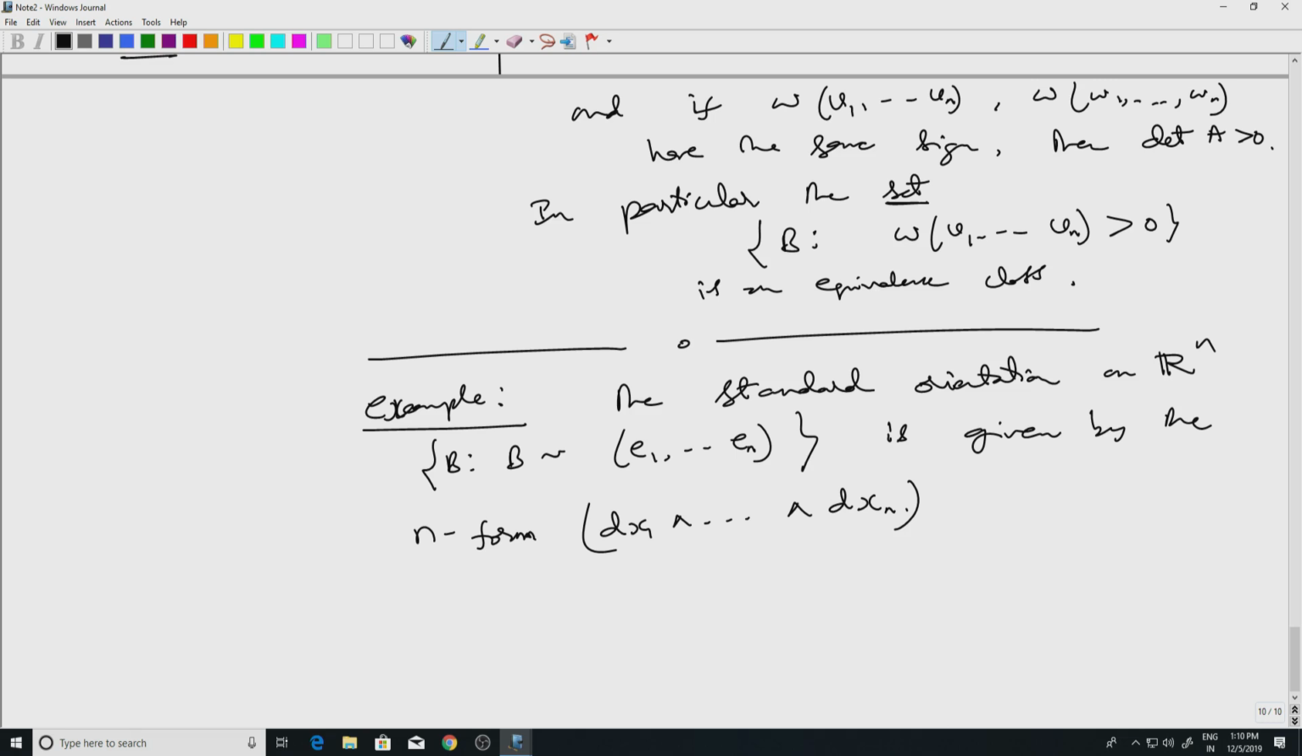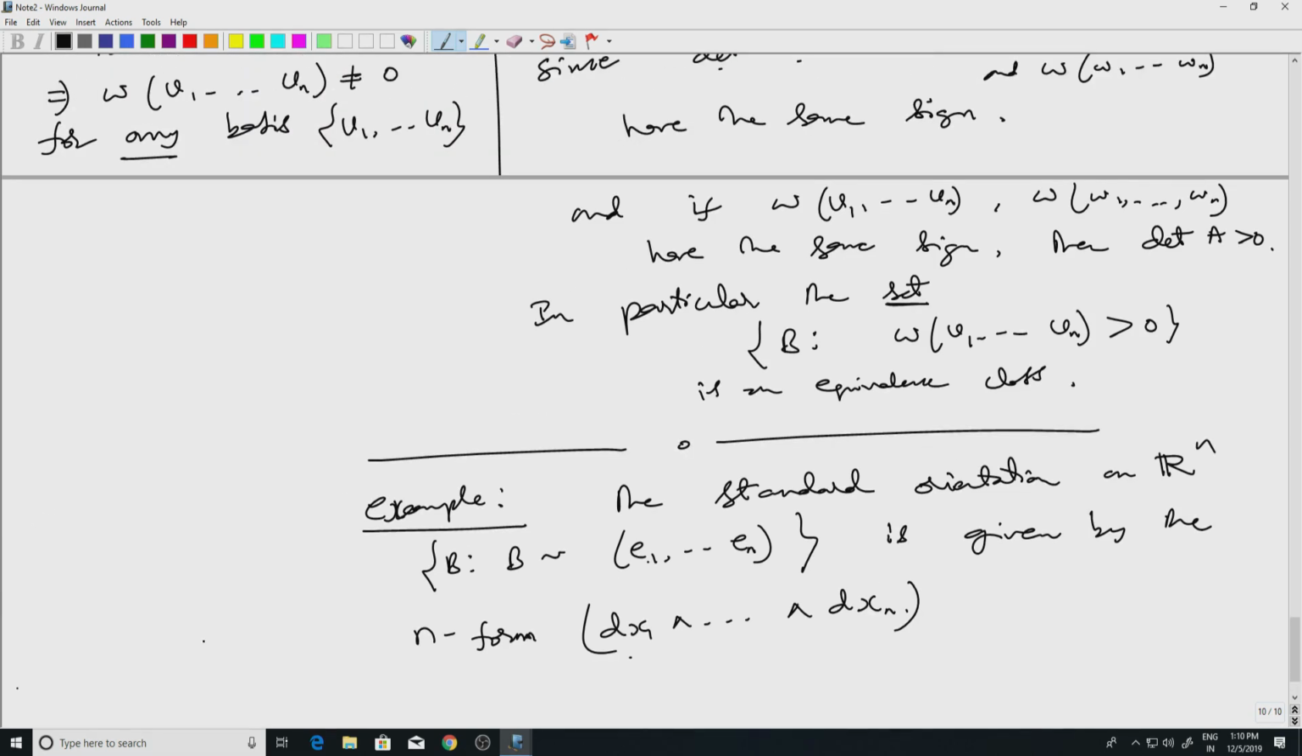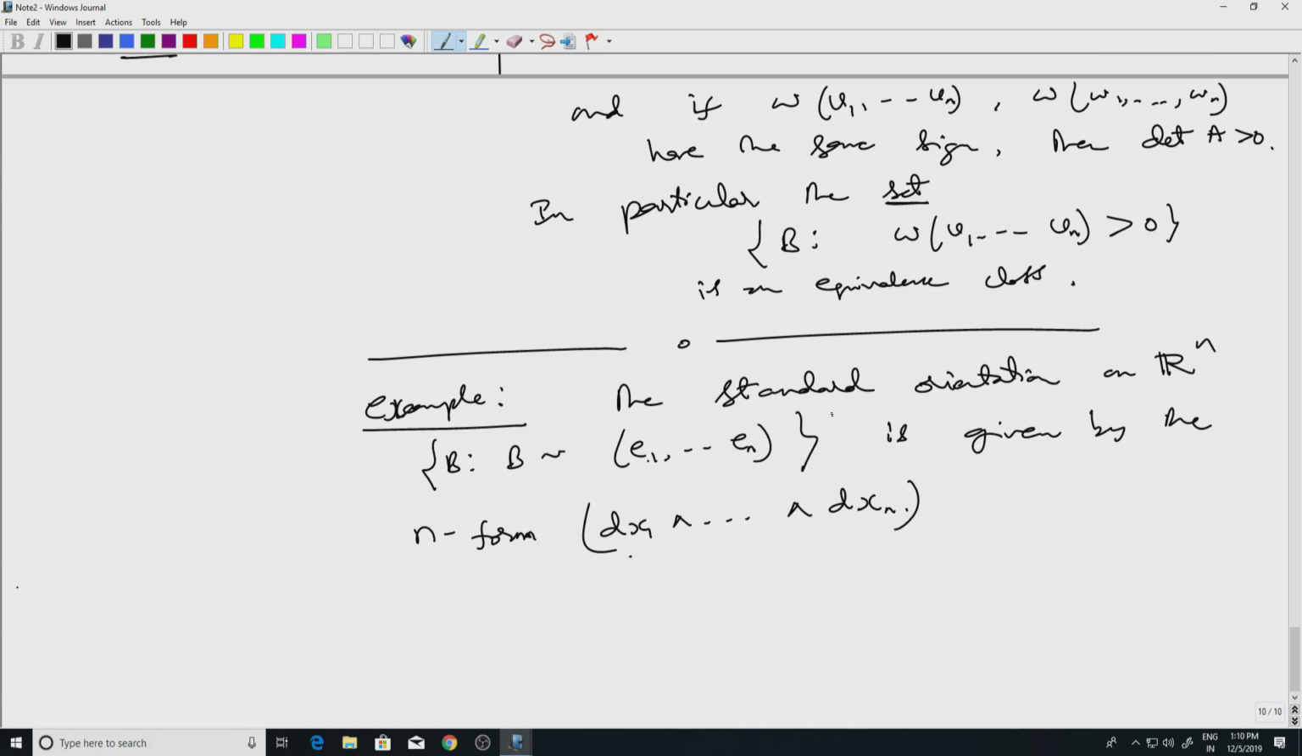And there's no permutation going on. It's 1 to n here, 1 to n here. And an earlier lemma tells us that this n-form evaluated on e1 up to en is exactly 1, which is positive. That's all I need to know to say that this orientation is given by this form.